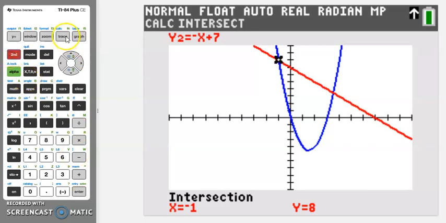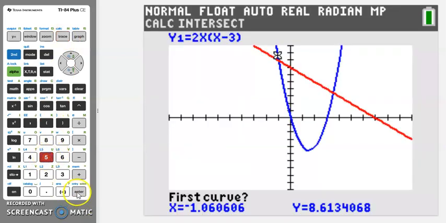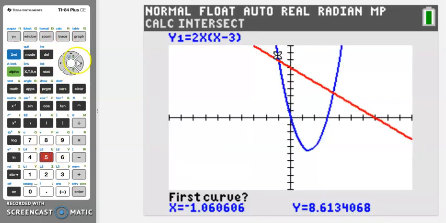Second, trace, 5, enter, enter, enter. Oh, we just found the same solution. In order to find the other solution, you have to move over to the other side of the graph. To do that, type second, trace, 5. Use your arrows to move to the other side.